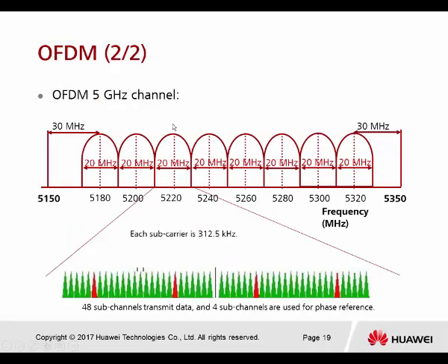So this is what I mentioned just now. See, this is an example in the 5 GHz channel. From here, you can notice using the OFDM, they can divide the channel into 48 sub-channels for the data transmit. And another 4 sub-channels are purely used for the phase reference. Okay, they have 4 reserved.